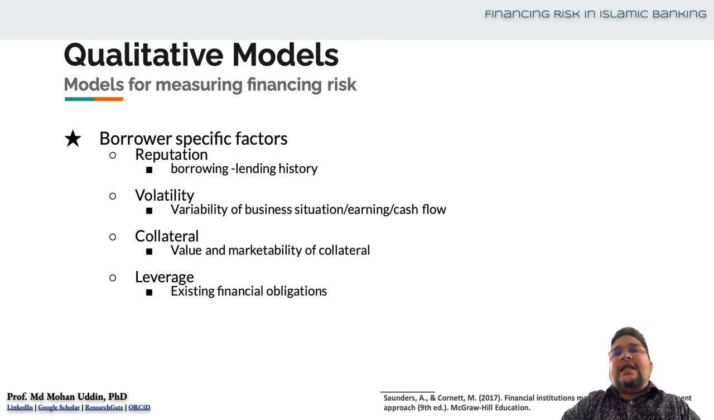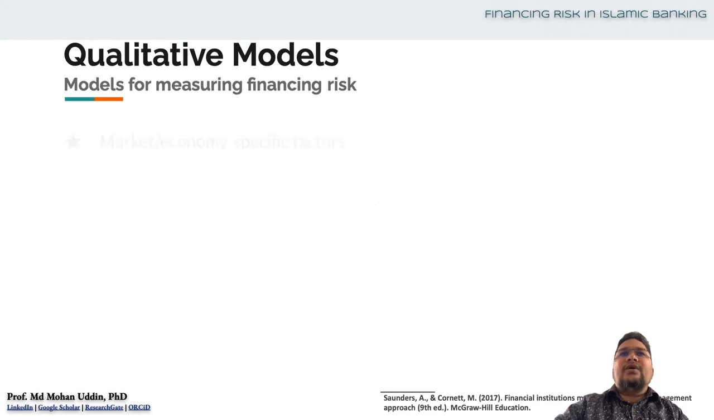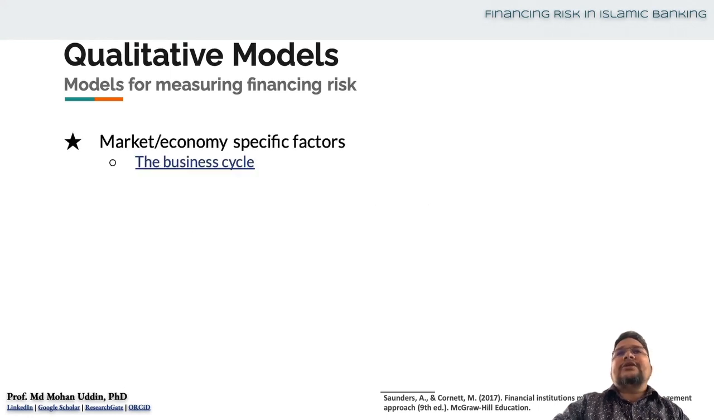So you can understand there are basically 4 very important borrower specific factors, but it is not limited to these 4. Of course, you can come up with more borrower specific factors. So what are the 4 important borrower specific factors? Reputation, volatility, collateral, and leverage. Now we will discuss the market or economic specific factors.